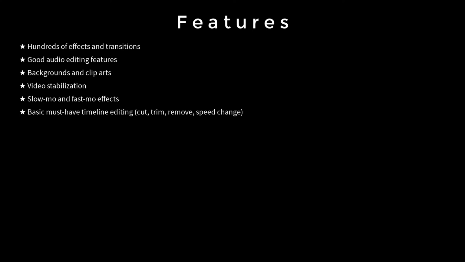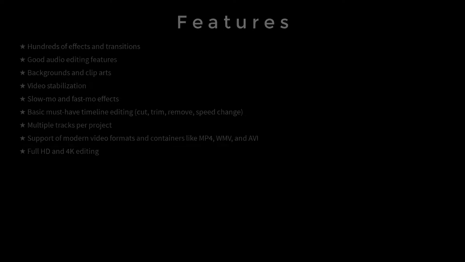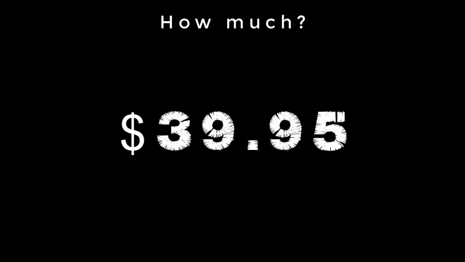Now let's conclude with the features of this program. Hundreds of effects and transitions, good audio editing features, backgrounds and clip arts, video stabilization, slow-mo and fast-mo effects, basic must-have timeline editing, cut, trim, remove, speed change, multiple tracks per project, support of modern video formats and containers like MP4, WMV and AVI, Full HD and 4K editing. Narrow is one of the cheapest paid video editors. You can get it for as much as $39.95.